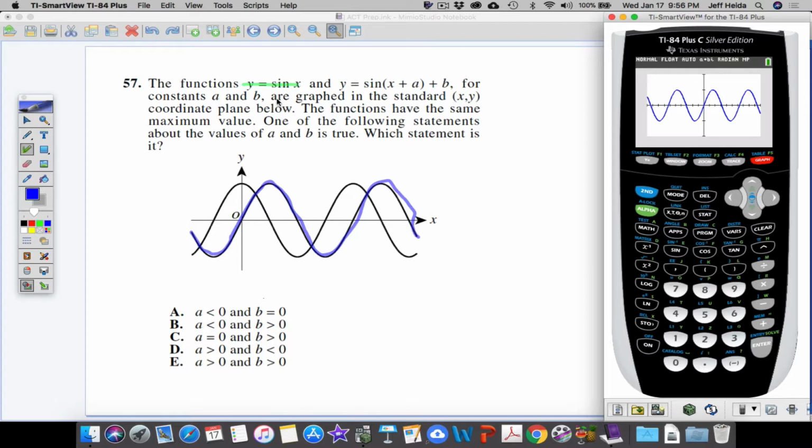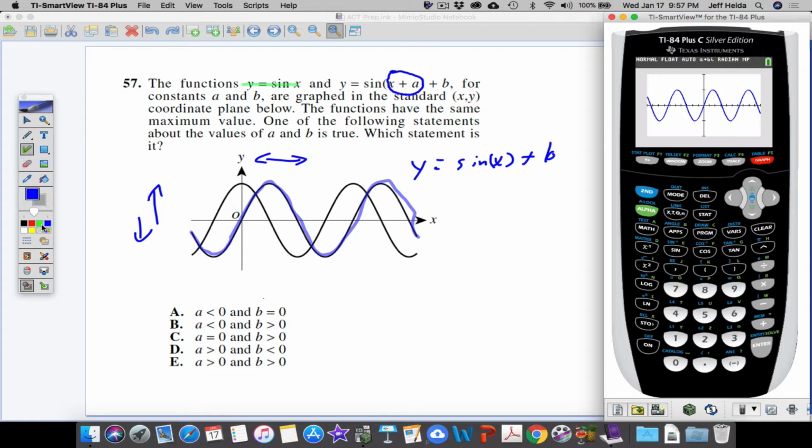Okay, so that is sine x. It's called a parent function. That's what sine x looks like. Adding the a shifts the function left and right. And adding a number b at the end, so if you have y equals sine x plus some number b, if b is 1 or 2 or 5 or anything but 0, it's going to move the function. If it's positive, it's going to move it up. If it's negative, it's going to move it down.